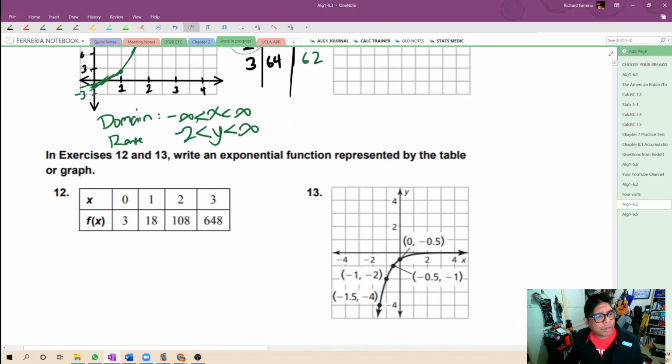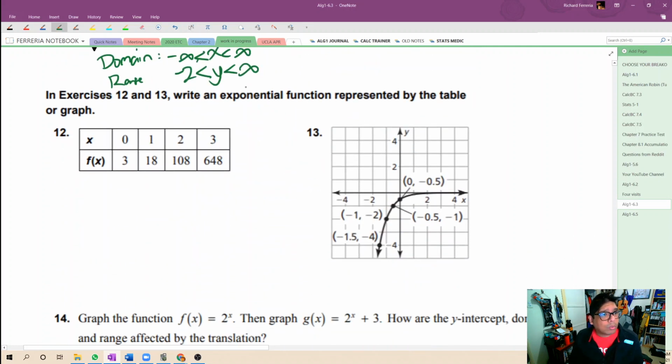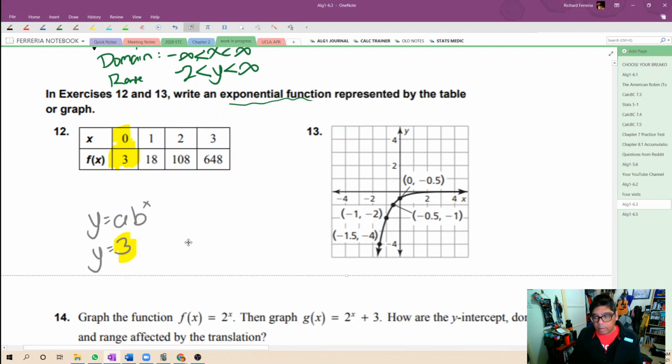And then the last one we're going to do here, number 12, we're going to write an exponential function. So we can see that when x equals 0, our y-coordinate is 3. So if we start with the basic y equals a b to the x power, this looks like my a is going to be equal to 3. To get b, I've got to figure out how we get from one y-coordinate to the next. So I can already see to get from 3 to 18, we need to multiply by 6. That's not a problem. But to get from 18 to 108, now that's kind of difficult.